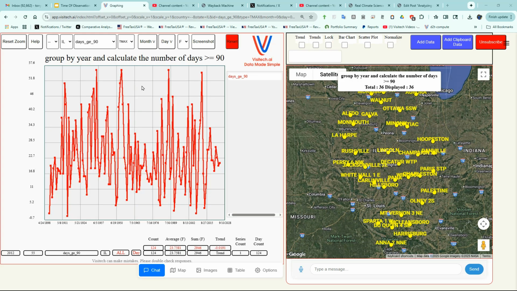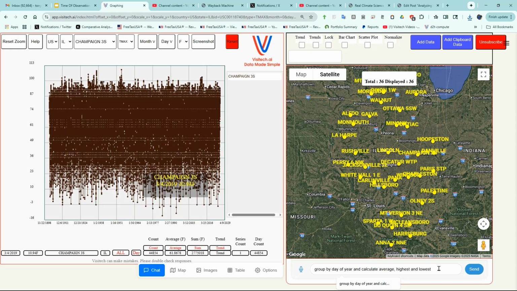Now on the left side of the screen, we have a graph of the number of 90-degree days per year at Champaign, Illinois. We can see that they had a lot of 90-degree days in 1913, in 1934, 1936, 1954, 1988, and most recently in 2012. Now we're going to issue a different command. Group by day of year and calculate average, highest, and lowest.